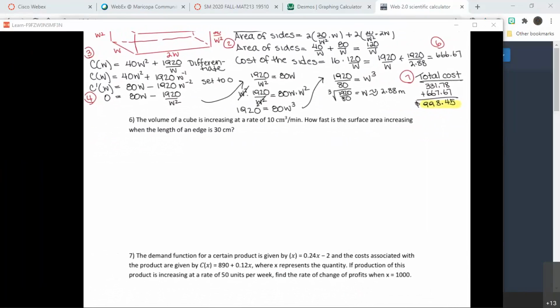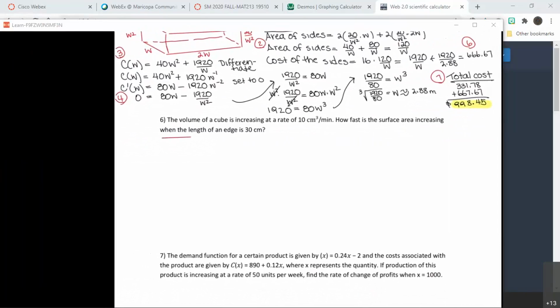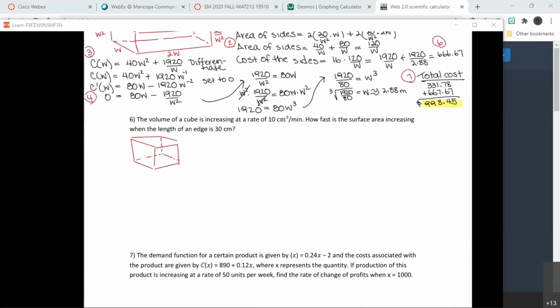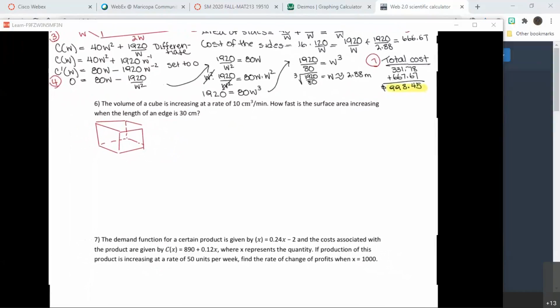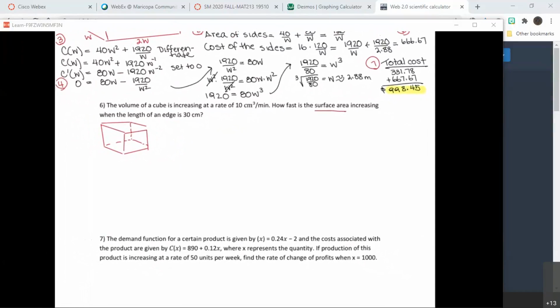Here we have something that's actually changing shape. The volume of a cube is increasing at the rate of 10 cubic centimeters a minute. Let me try to draw something roughly like a cube. How fast is the surface area increasing when the length of an edge is 30 centimeters?